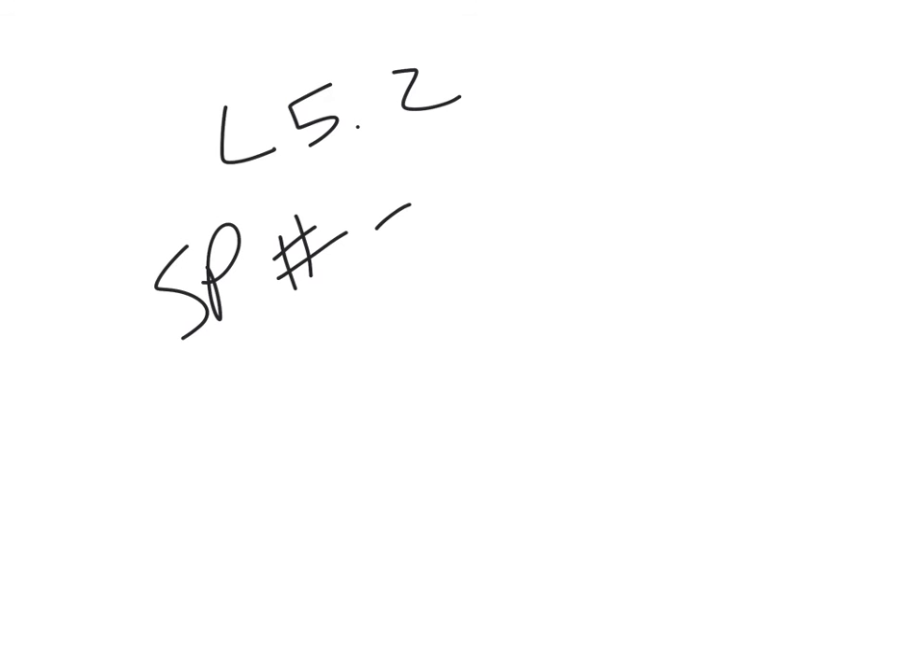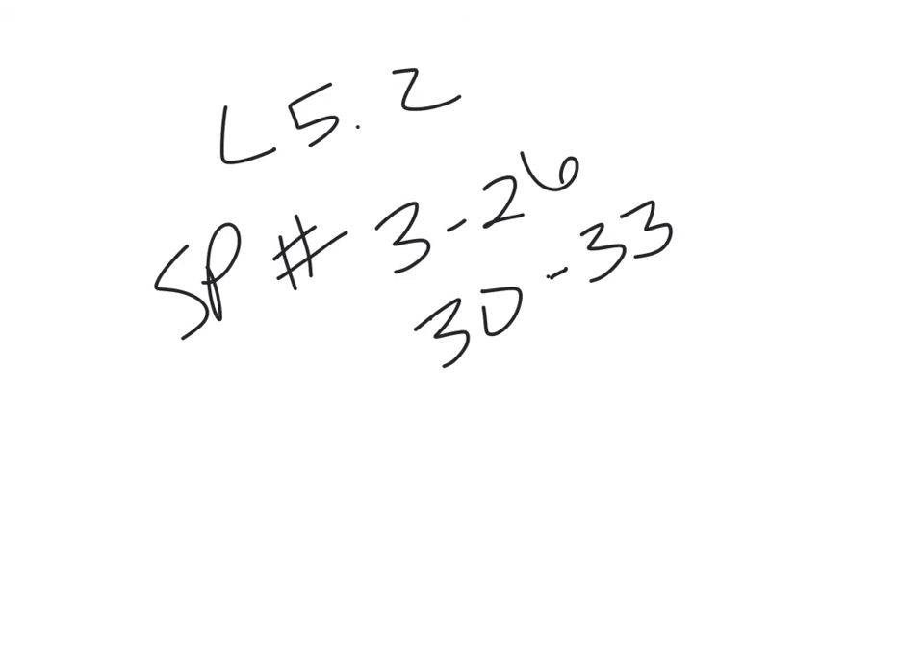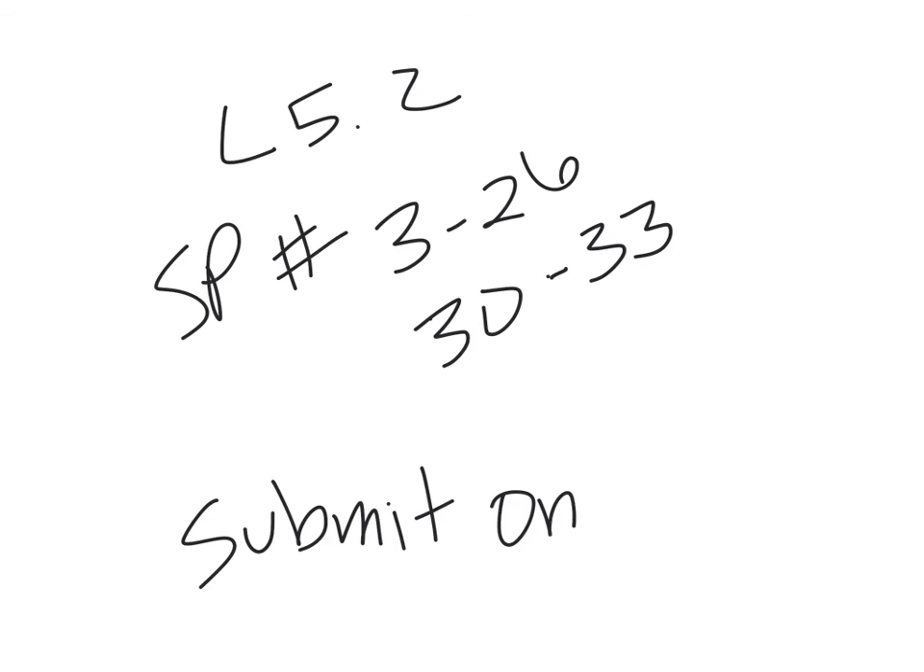All right, so this was lesson 5.2, and you have written the examples in your workbook, so now you're going to do under the skills practice, exercises, numbers 3 through 26, and then 30 through 33. Okay, you can do these on a piece of paper and take a picture of them and submit them right here in this assignment. If this is not easy for you to do and you need help, let me know. Or you can turn them in once a week at the school for now.